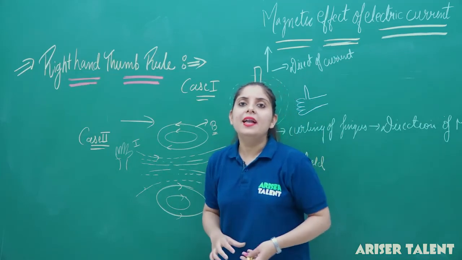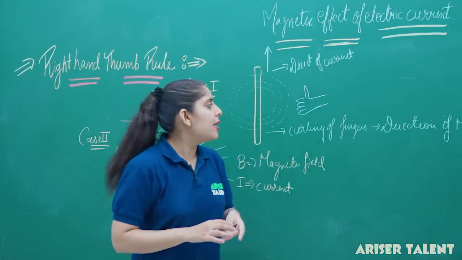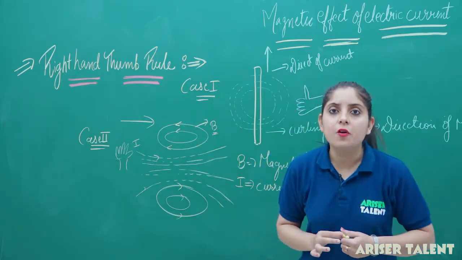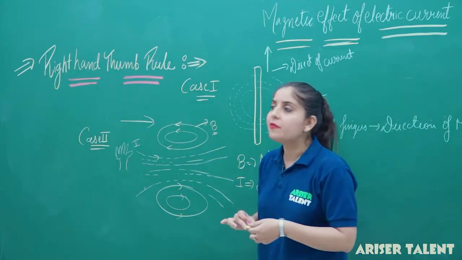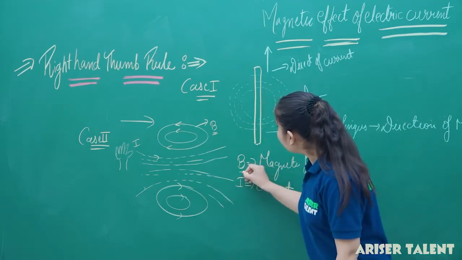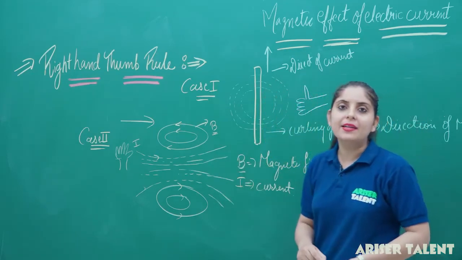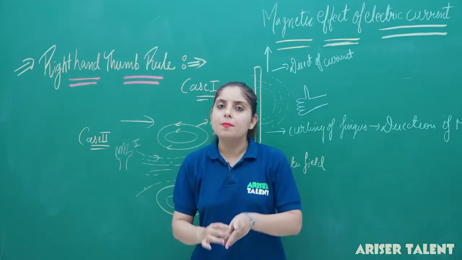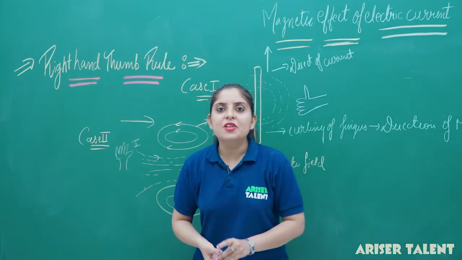So, the right hand thumb rule is a major rule which gives you the direction of the current as well as the direction of the magnetic field. B here, which I have denoted, is the magnetic field, because the magnetic field is usually denoted by the symbol B. So, this lecture is over for today.